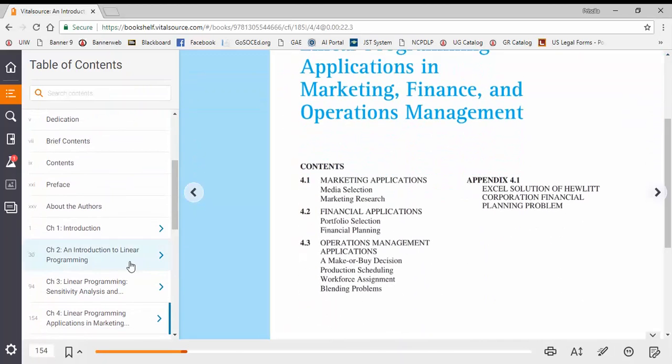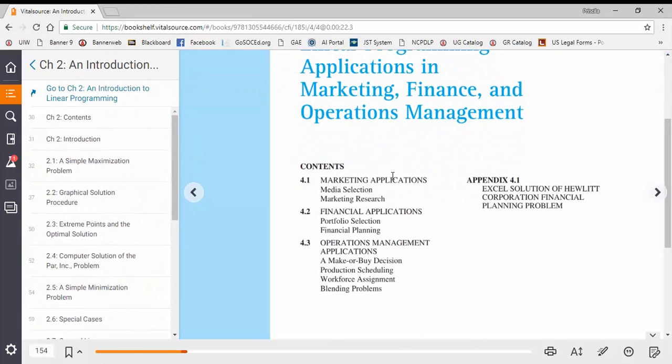Chapter 2, if you remember, introduced us to LP, to linear programming, where we learn how to graphically solve a problem. We learn how to read the constraints, get the optimal solutions, and all the basics of the linear programming.